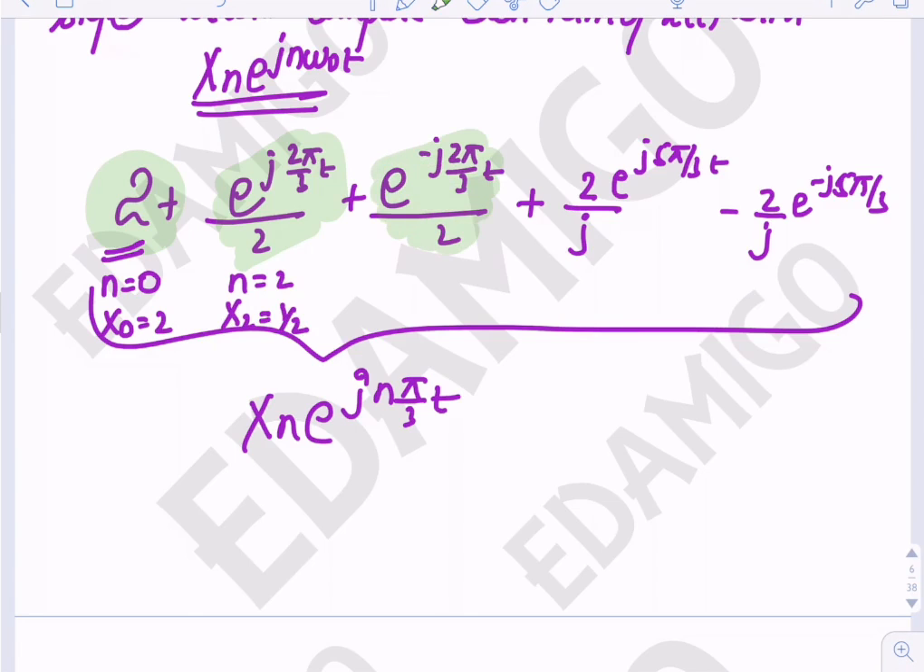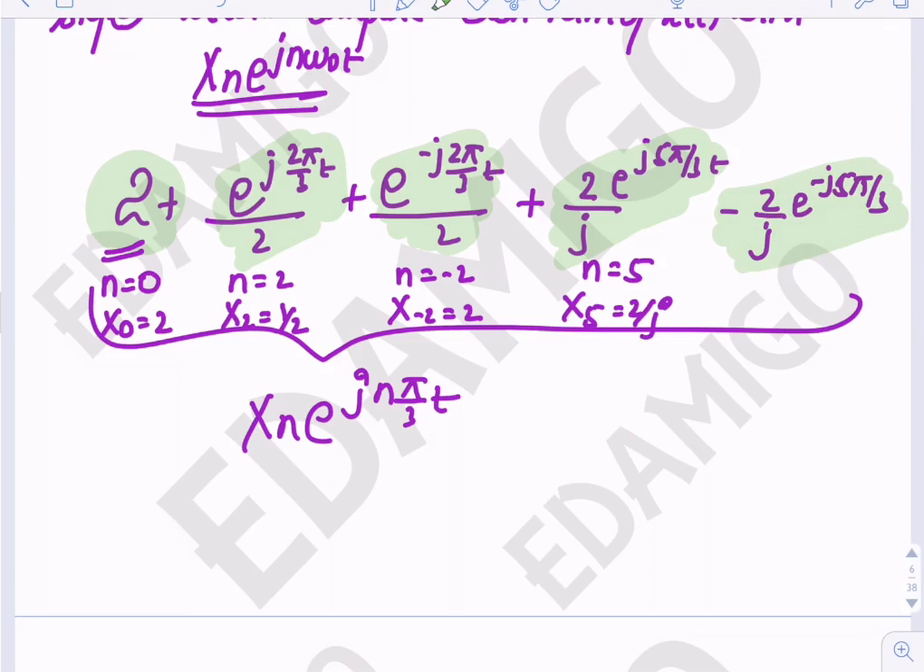Here we can see that n is equal to minus 2 and x of minus 2 is equal to 2. Okay, we can easily see that now. Here also we can see that n is equal to 5 and x of 5 is equal to 2 upon j.